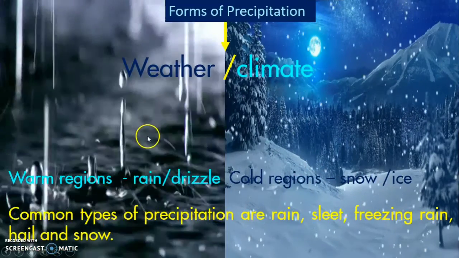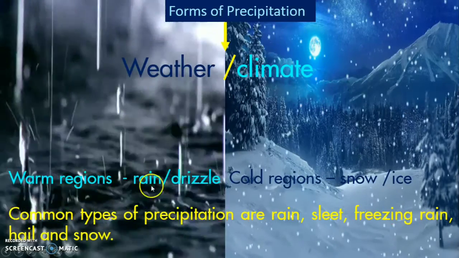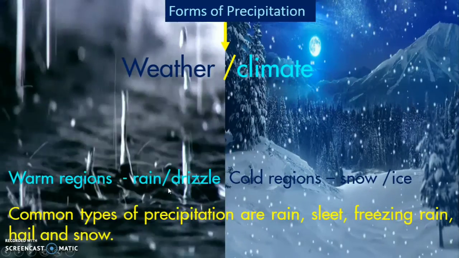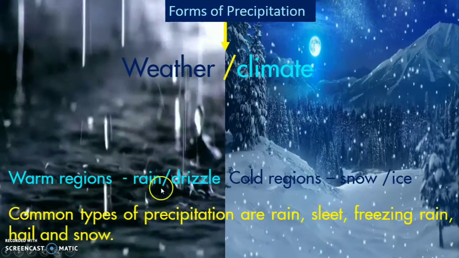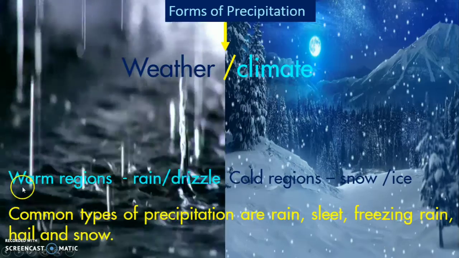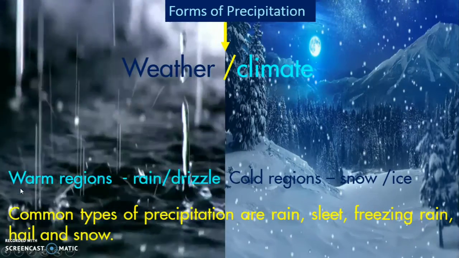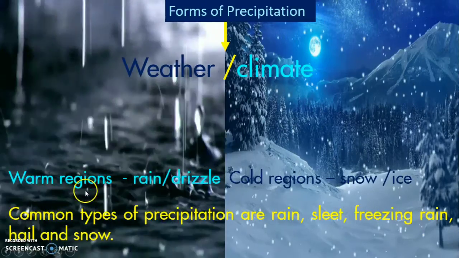Children, there are different forms of precipitation. They are rain, sleet, freezing rain, hail and snow. But children, one important thing here is that each form of precipitation in a region depends on the kind of weather or climate of that region.